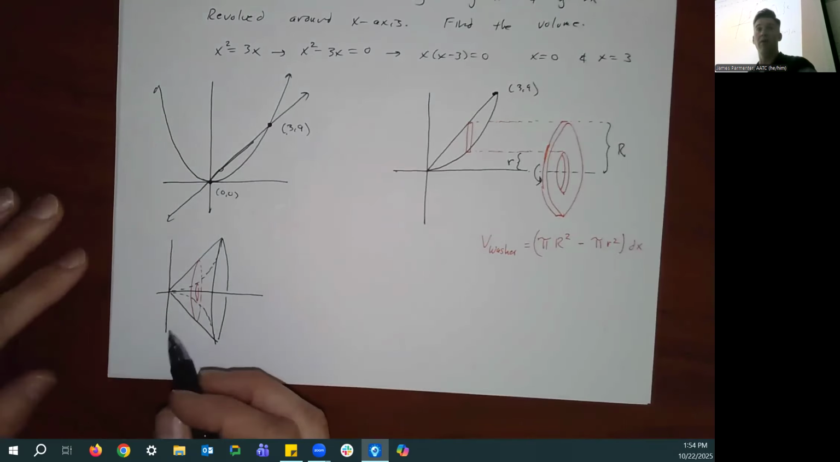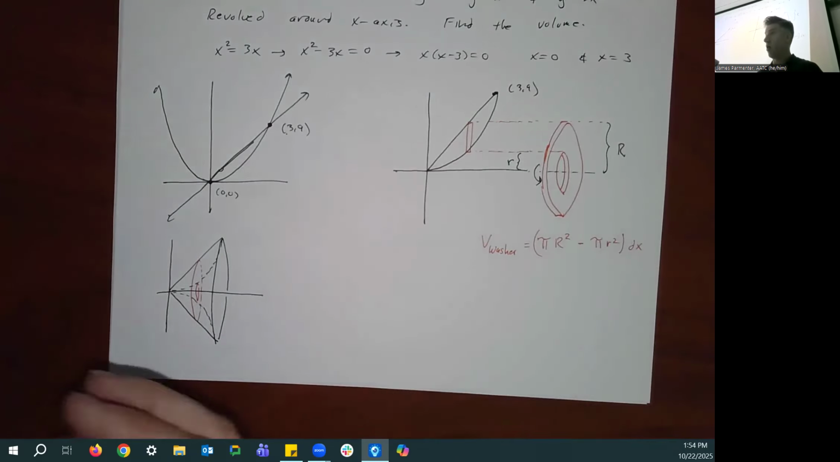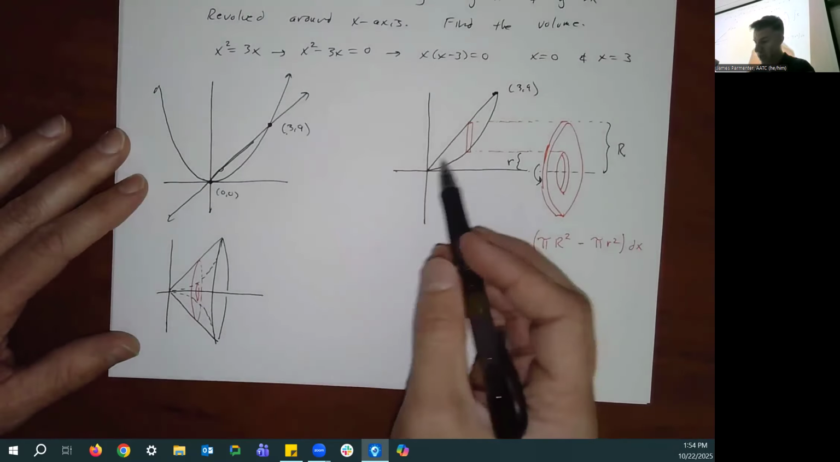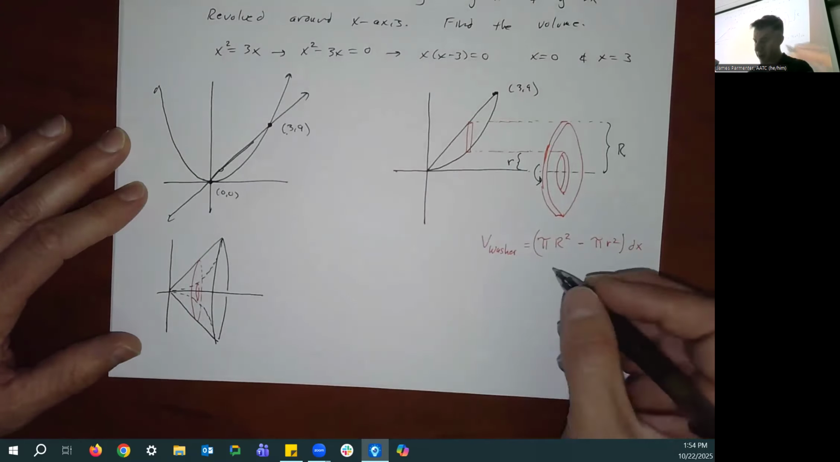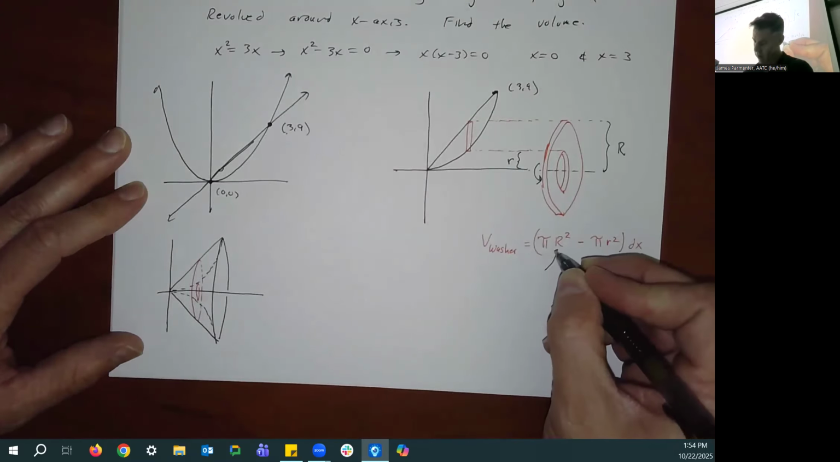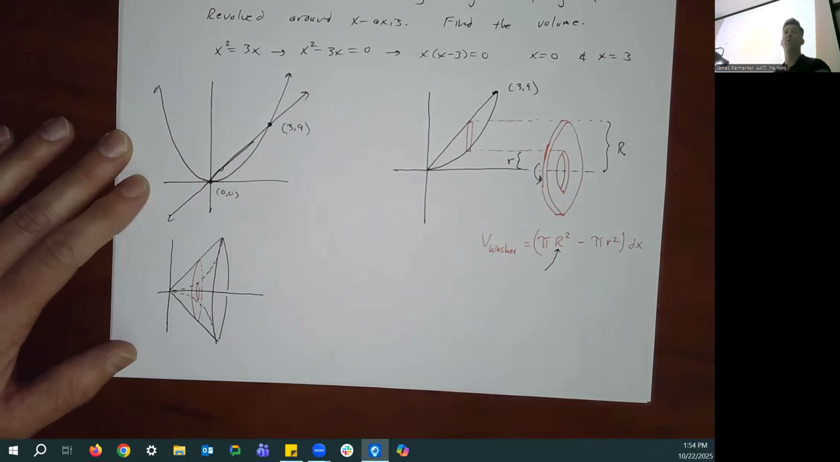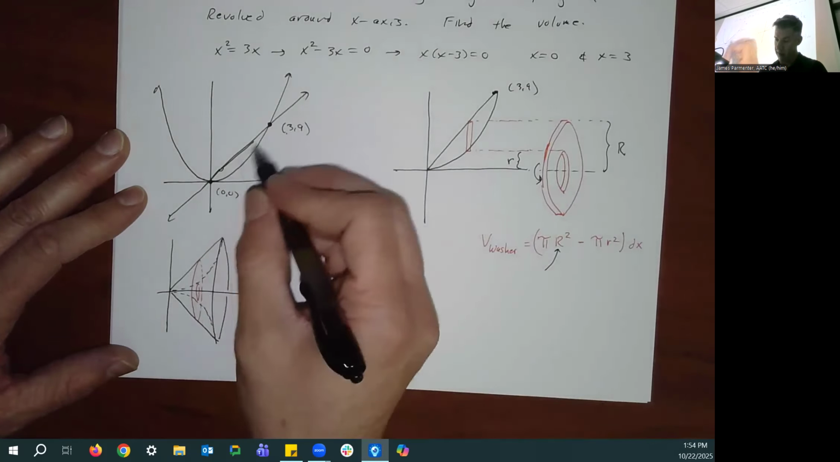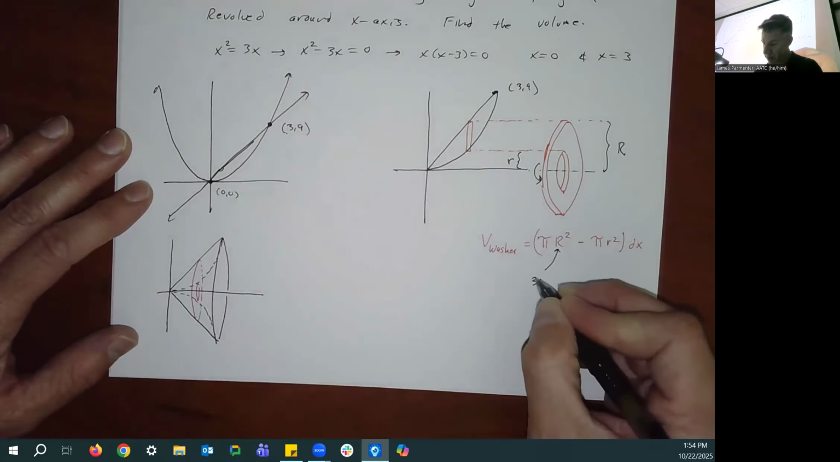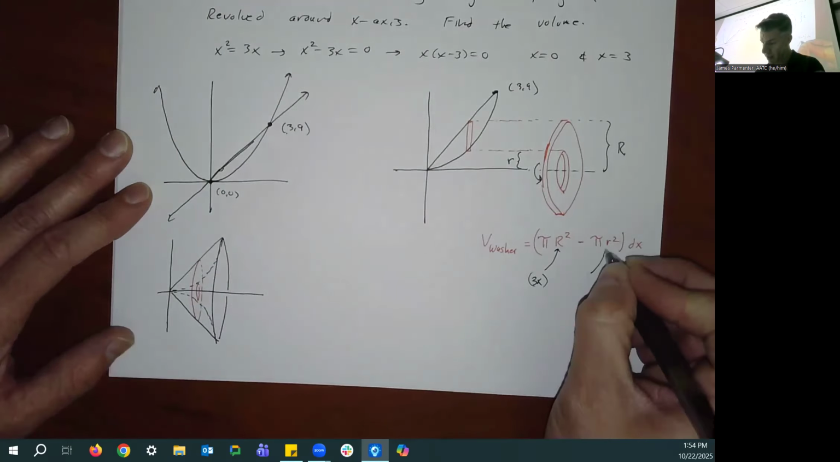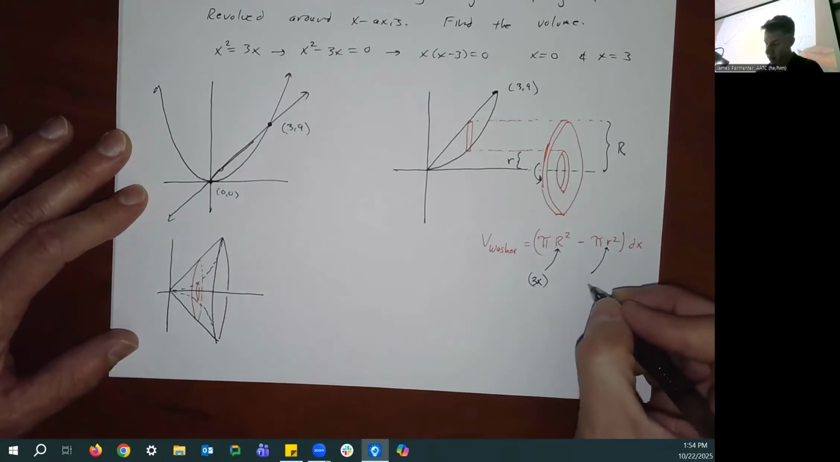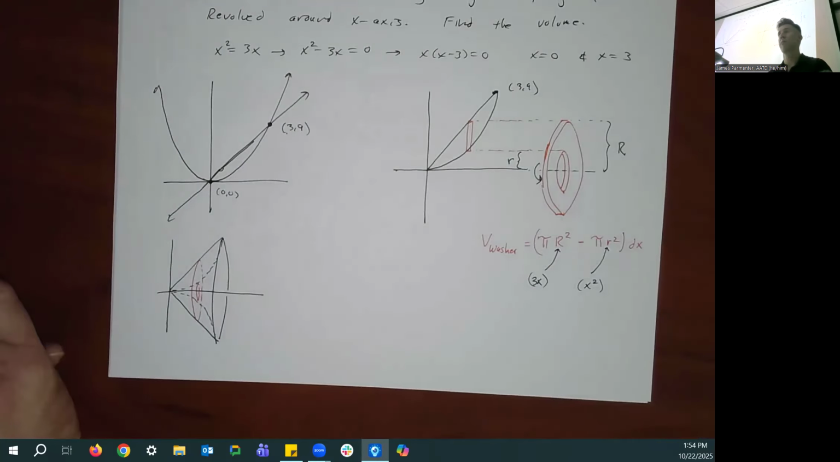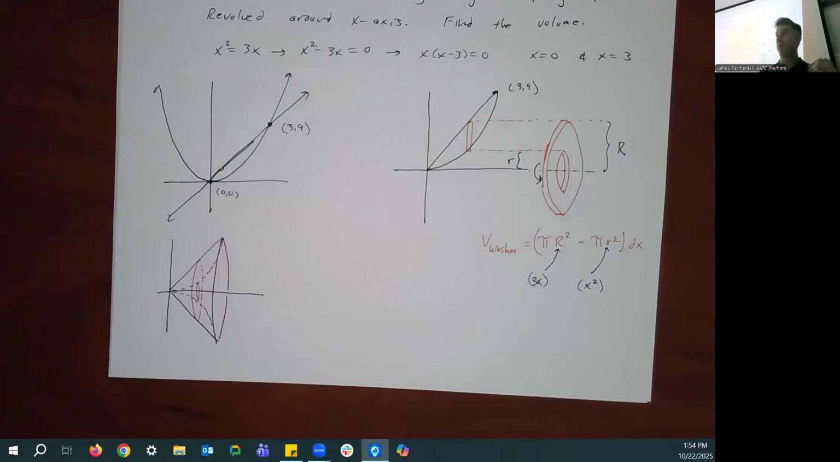We don't need that picture to find the volume here. All we need to do is add up all of our volumes, the volumes of the washers. Oh, I should point out what the outer and the inner functions are. The outer radius is the function that's further away from the axis of rotation. In this case, our outer radius is the further away function, which is 3x. Our inner radius is the function that's closer to the axis, which is x squared. Another reason why it's really good to draw the picture: you can just look at it and see which function is closer and which is further away.